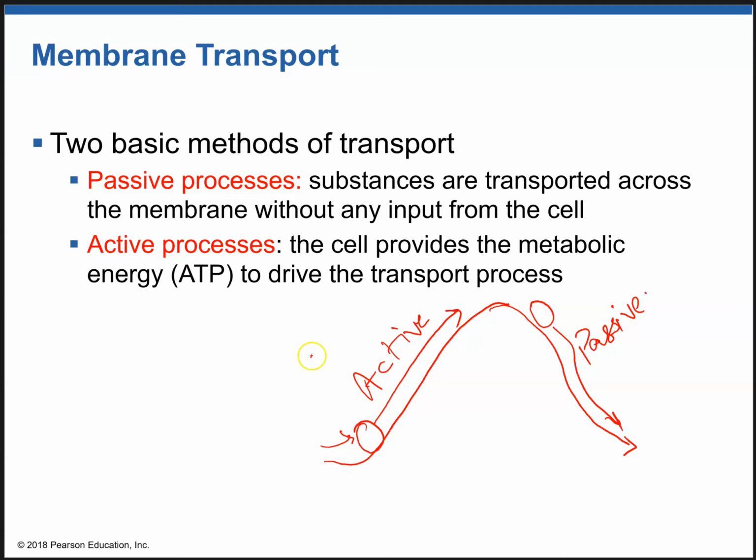So active processes require ATP, and passive transport requires no ATP. Okay, so make sure you're very clear with this difference. Passive does not require energy. Active processes require active energy from the cell in the form of ATP.